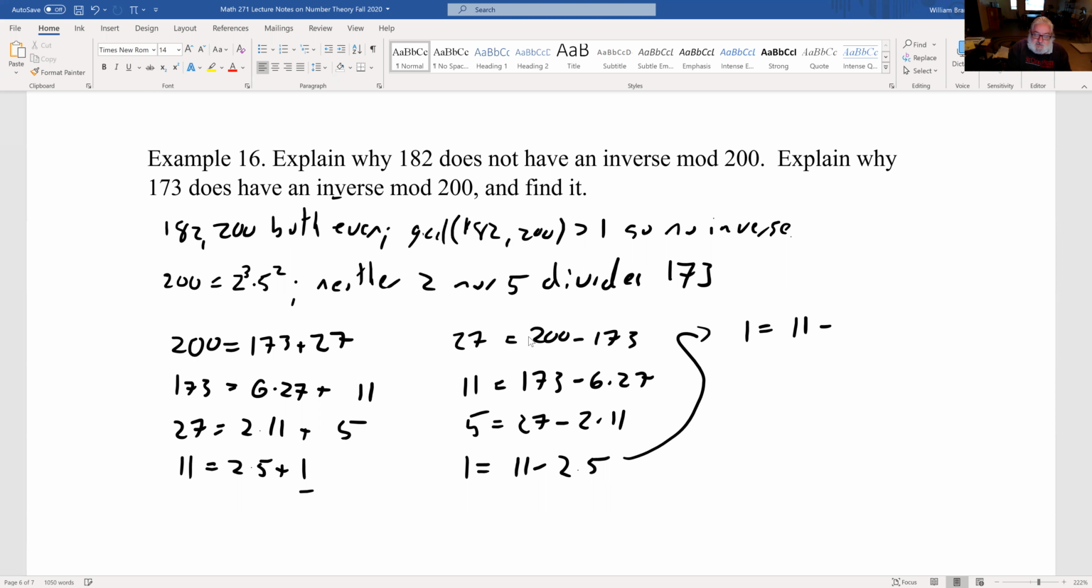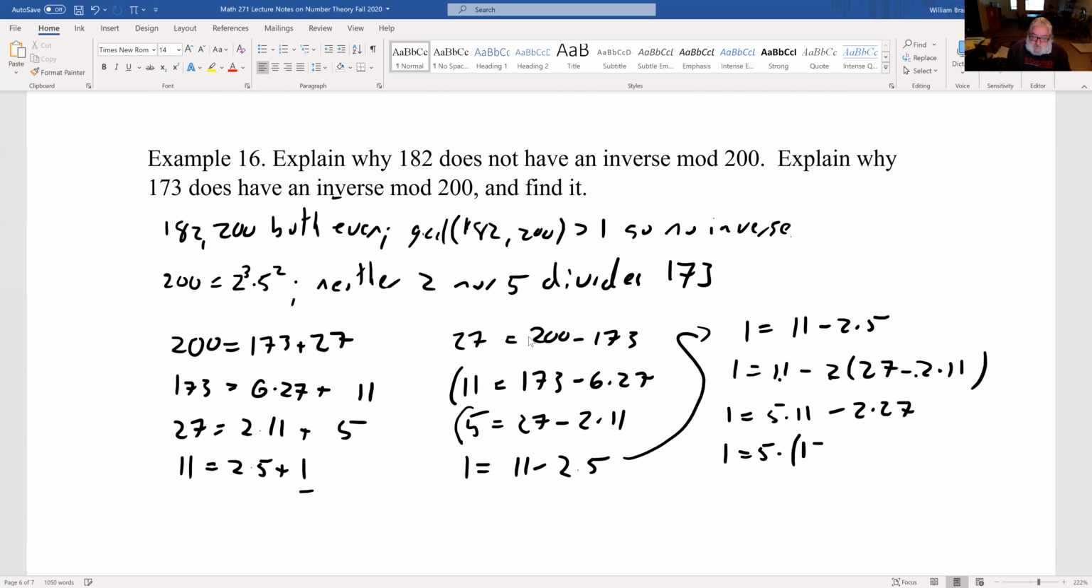1 equals 11 minus 2 times 5. 5 we get from here. So 1 equals 11 minus 2 times 27 minus 2 times 11. So how many 11s do I have? I've got 1 here plus 4 more. So that's 5 times 11 minus 2 times 27. 11 we get from there. 1 equals 5 times 173 minus 6 times 27 minus 2 times 27. So I've got 5 times 173. 5 times 6 is 30, minus 2 more, so minus 32 times 27.